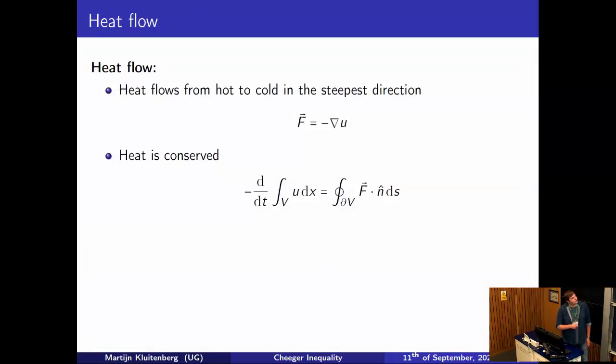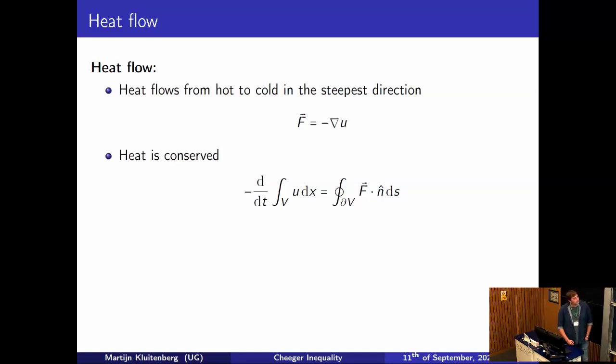This is how it works classically. So heat tends to flow from hot to cold in the direction of the gradient, so in the steepest descent. And there's a conservation law, meaning that the change of heat in a certain region should be equal to the amount of heat that flows out of that region, but shouldn't just get lost somewhere.